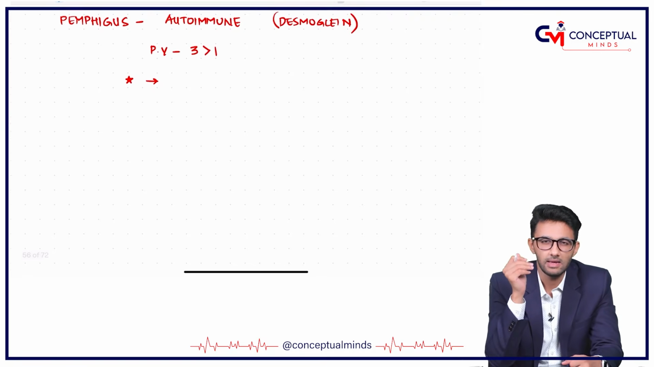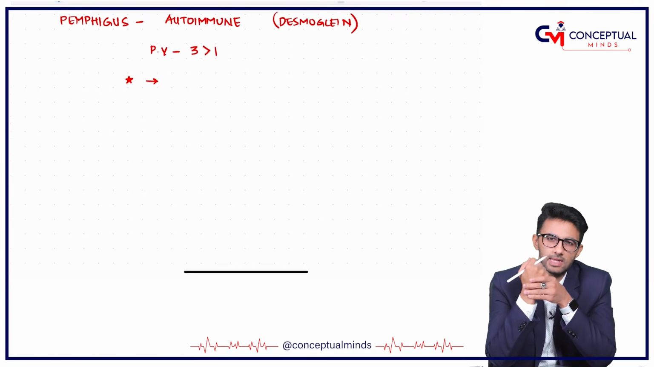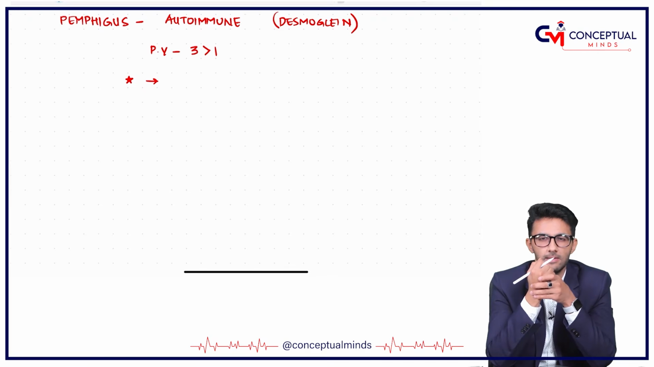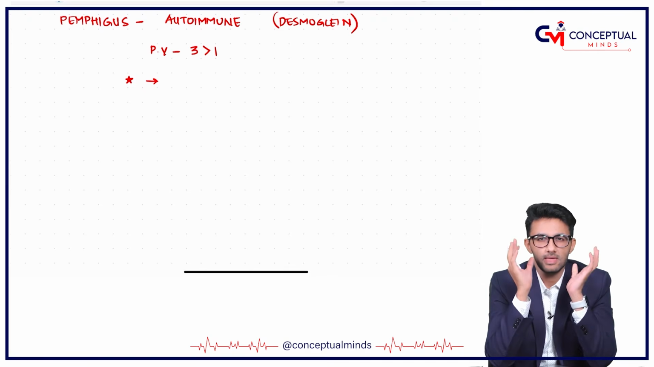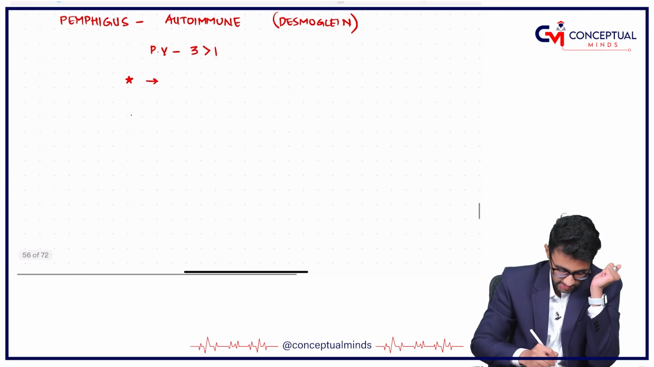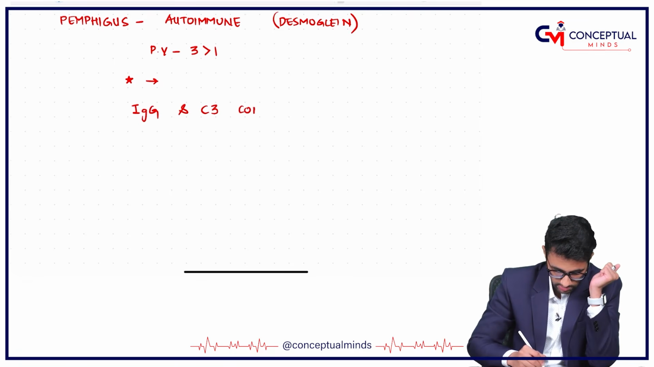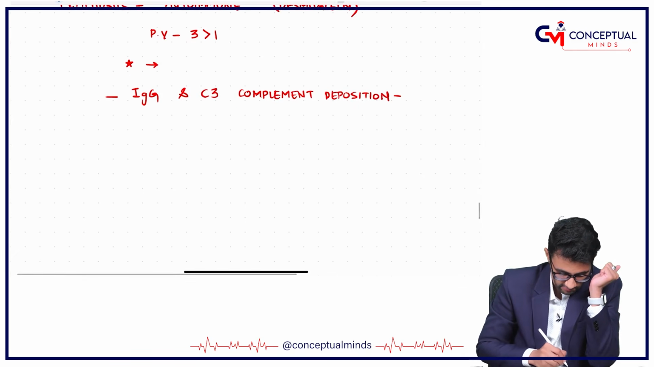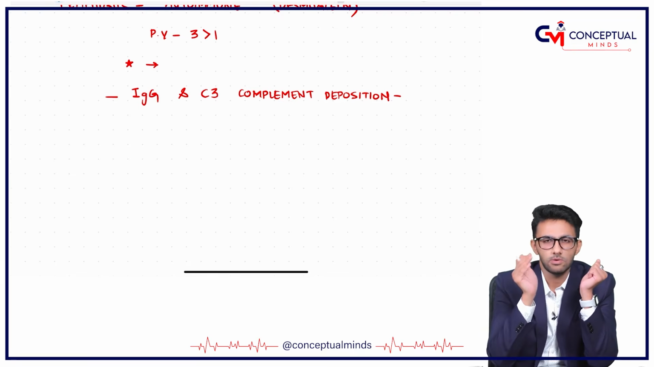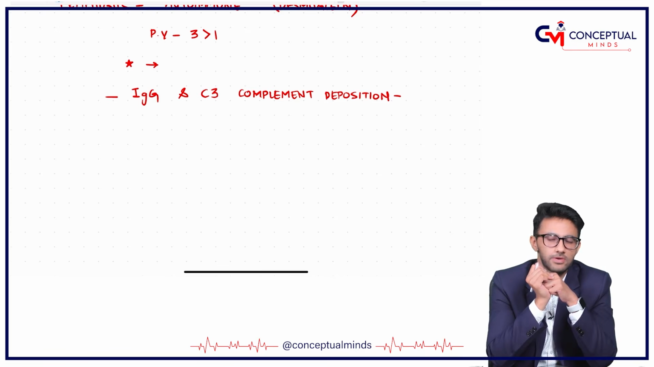We go ahead and see about the lesions, right? We saw the presentation of the patient, and moreover we had the immunofluorescence finding, right? So it was IgG and C3 complement deposition. Complement deposition in what? In immunofluorescence, right? Okay, so that was there, and we went ahead with the treatment plan.